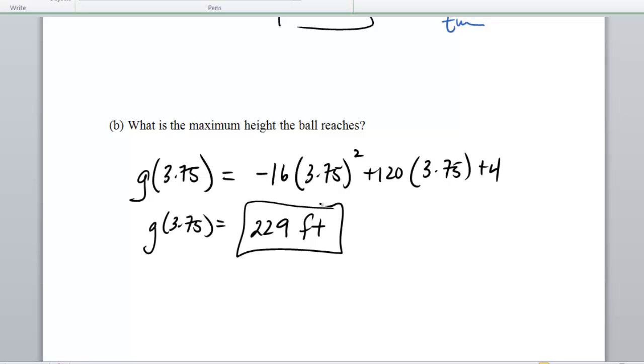Alright, well there's a good example of how we can use a lot of our graphing skills to answer word problems as well.